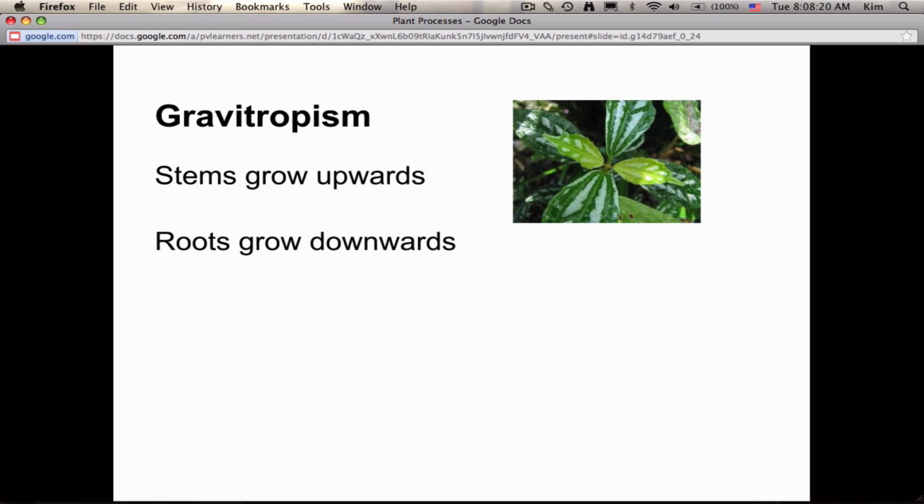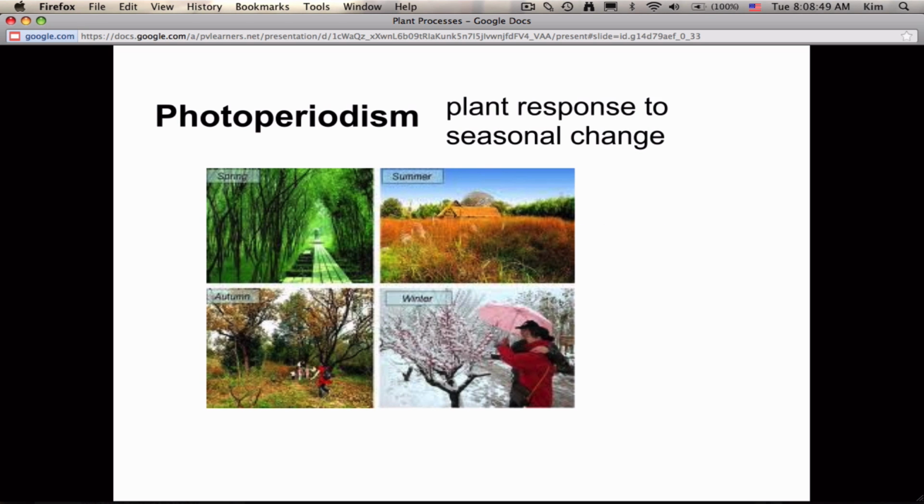And so this is really just the cells in plants have different signals that they're using. So root cells are different than the cells that are in stems. And root cells, their signals are telling them to grow down into the earth. And in the stems, because they have different cells and different signals within those cells, the stems grow upwards towards the light. And then photoperiodism is that plants respond to seasonal changes.